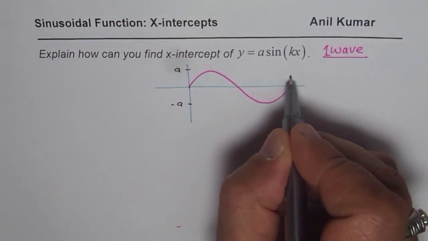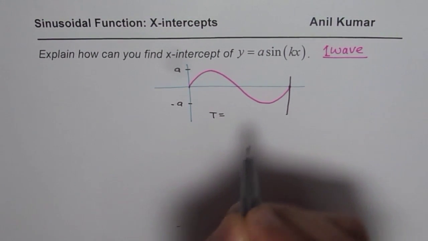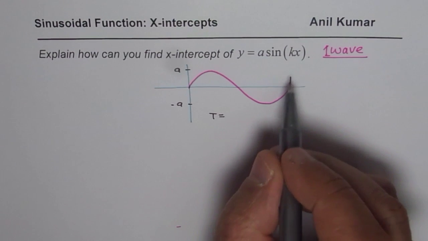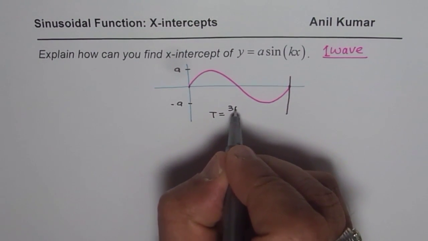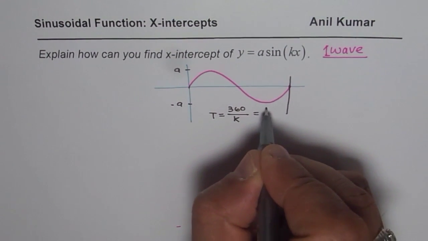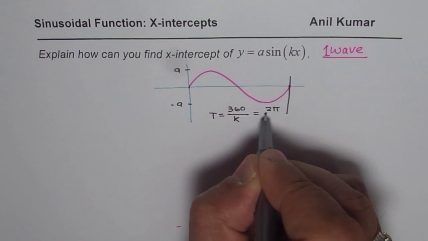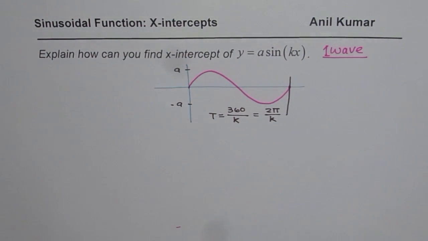Kx means the time period T from here to there. Time period T equals, it depends now whether we are working in degrees or in radians. If you are working in degrees, it will be 360 degrees divided by k. If you are working in radians, it will be 2 pi divided by k. So that is the time period in one particular cycle. So after every one time period, the cycle repeats.